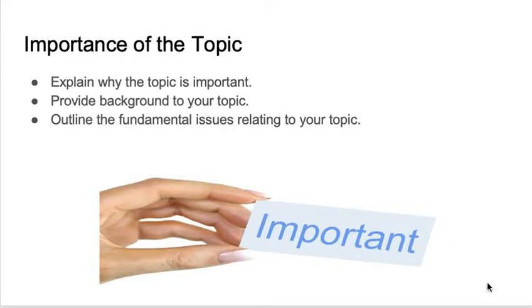So considering the importance of the topic, here you're going to explain why the topic is important, why it's of interest. So you may provide some background to the topic. For example, you may consider its historical background. You may consider fundamental influences to the topic. For example, there may be a political stance influencing the topic. There may be fundamental issues relating to the topic that are pertinent to understand. All of these will depend on the topic that you're discussing and the argument that you are making, and therefore will be very individual.